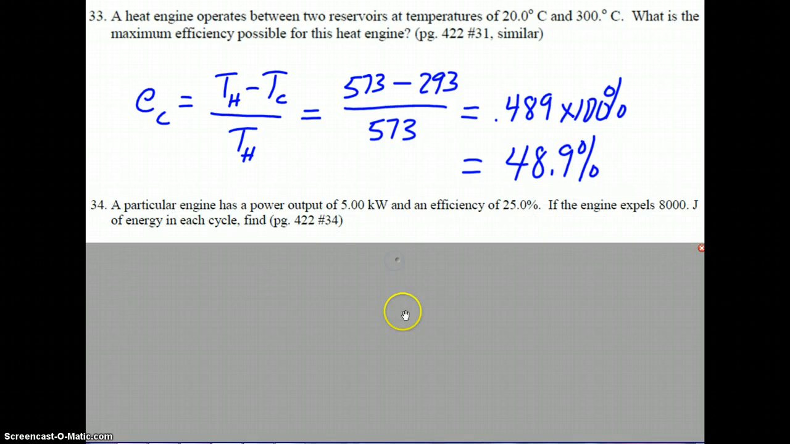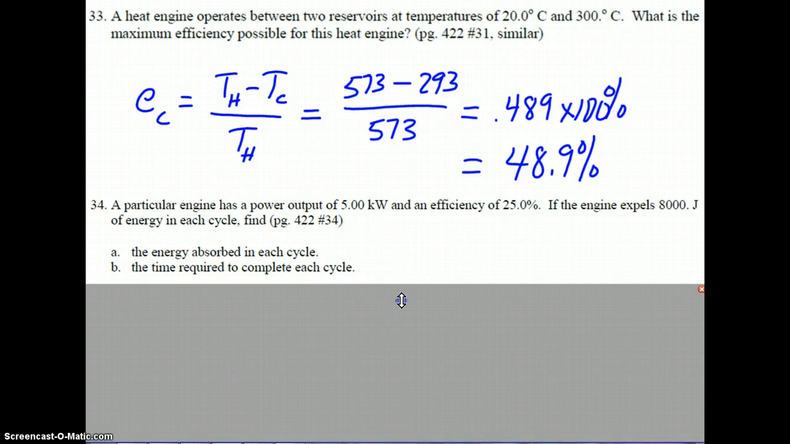Problem 34: a particular engine has a power output of 5 kilowatts and an efficiency of 25%. If the engine expels 8,000 joules of energy in each cycle, find A, the energy absorbed in each cycle, and B, the time required to complete each cycle.